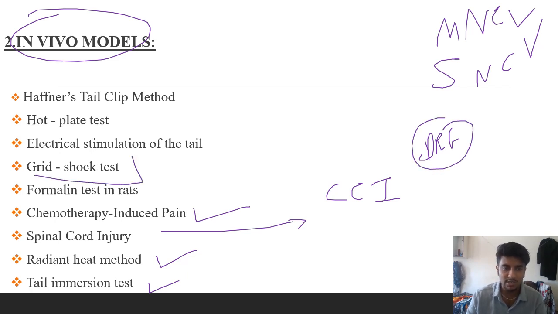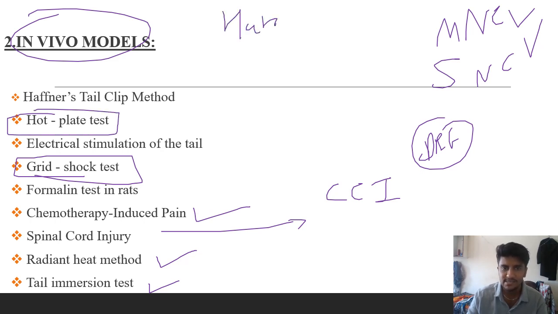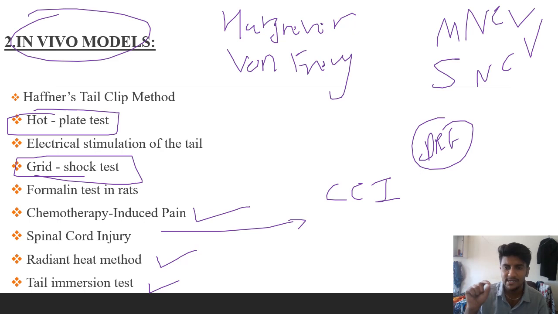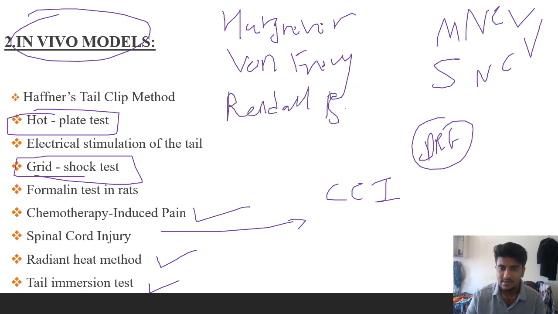Then you have the grid shock test, hot plate test, right? So plantar, then you have different tests like the Hargreaves test, which is the plantar test, and von Frey. Von Frey are basically filaments, so you have fine filaments, blunt filaments. You check allodynia and hyperalgesia using these particular techniques. Then you have Randall-Selitto, paw threshold and paw latency. Randall-Selitto is a technique that is useful for this.